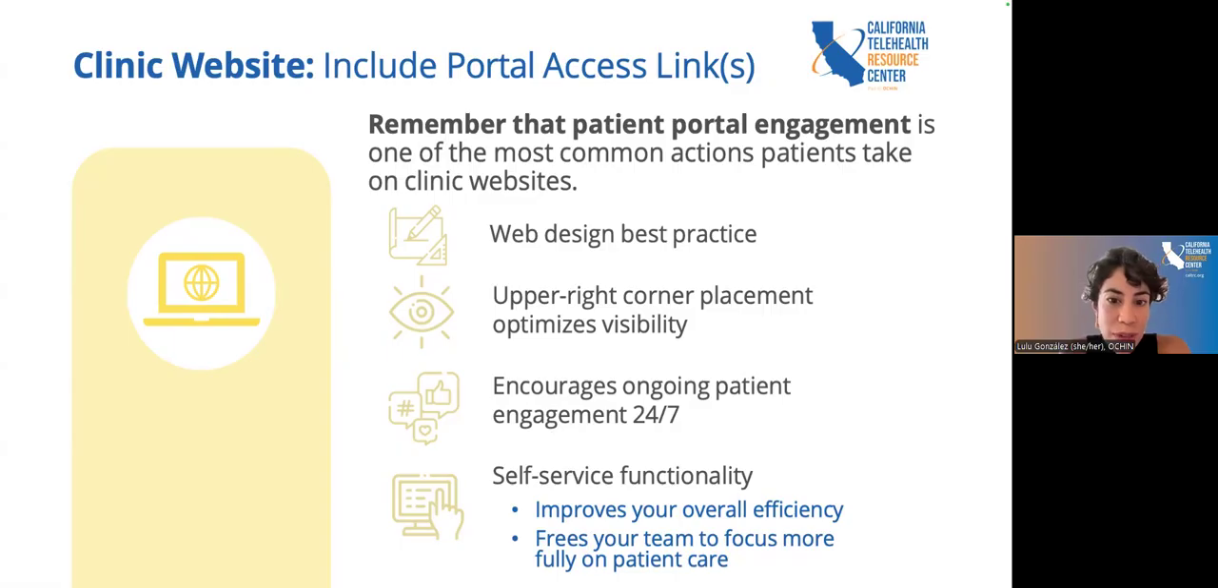Make sure that your portal is easily accessible from your clinic website and include an activation request process. There are some basic web design strategies to keep in mind here, such as using the upper right corner, which is where users often look for calls to action, adding a key benefit to this area to encourage use, such as available 24/7, and emphasize the self-service functionality that helps patients while freeing up staff time.